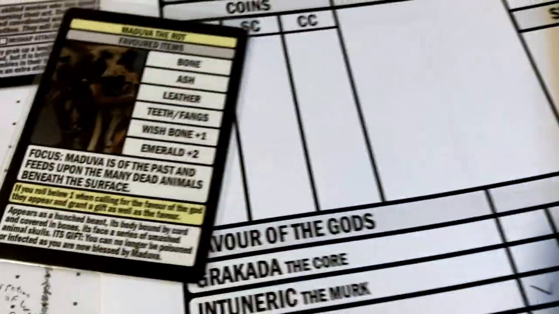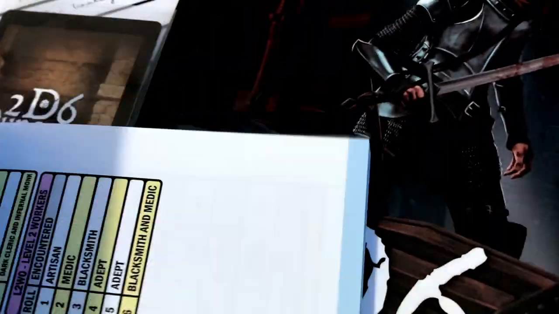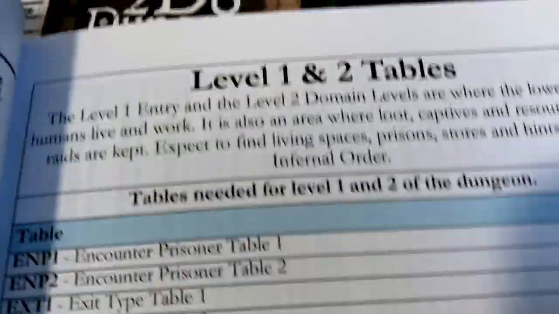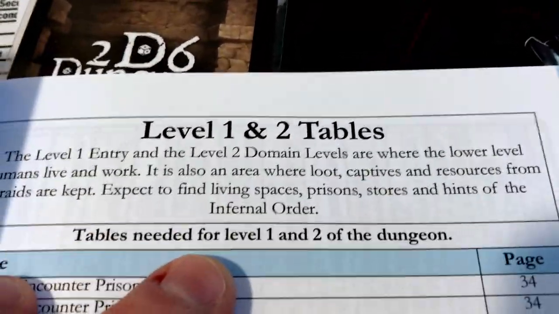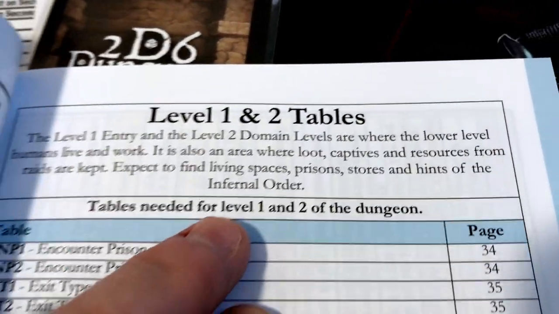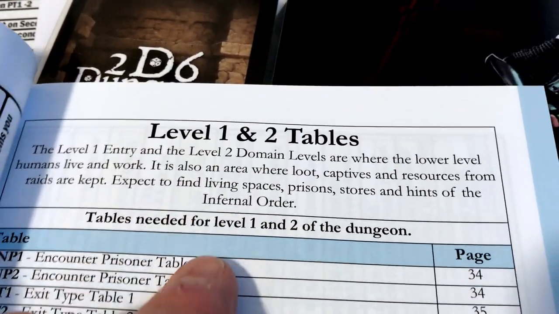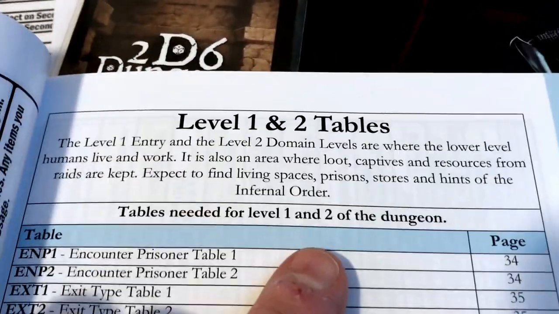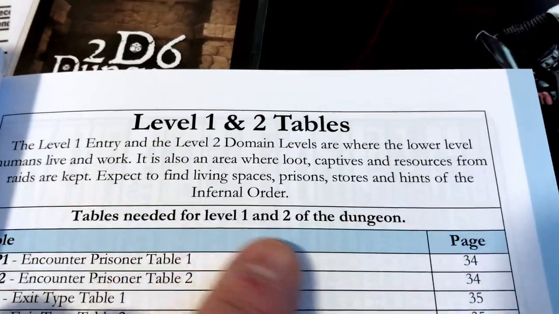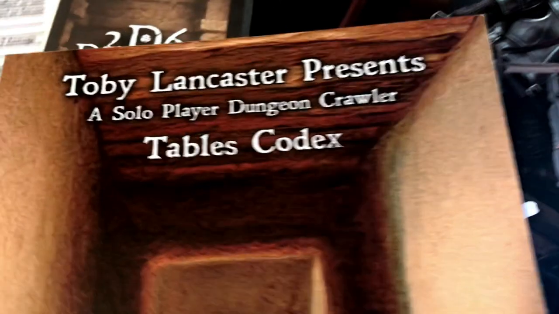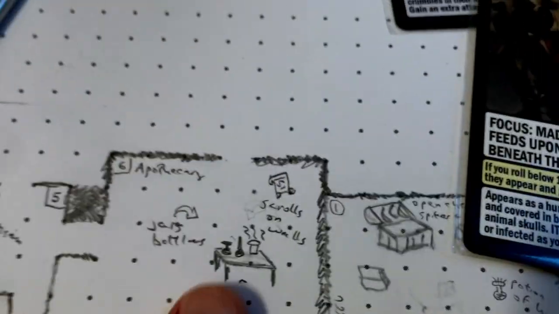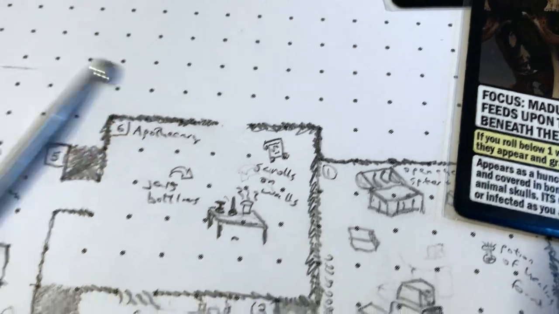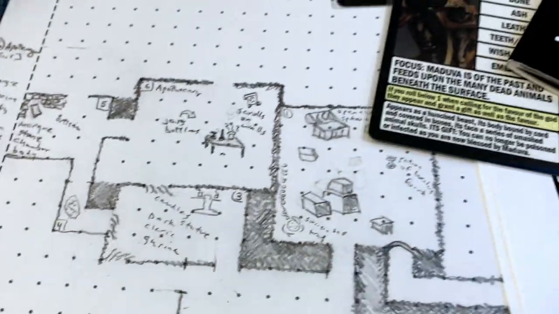The instructions in the game tell you that as you begin a level, you should read the information about the level because it will help you interact with the level. And we read here that level one and level two domains are where the lower level humans live and work. It's an area where loot, captives, and resources are kept, expect to find, etc. So we're there to take what we can. And it specifically said there's scrolls on the wall. So I'm not sure what I'm going to do there. So that's where we are.